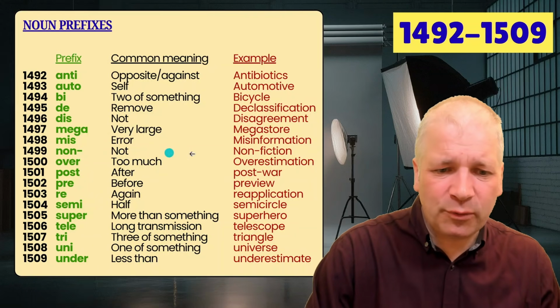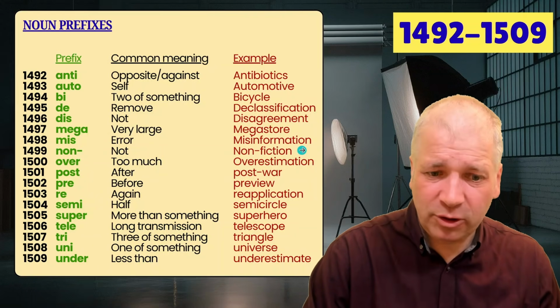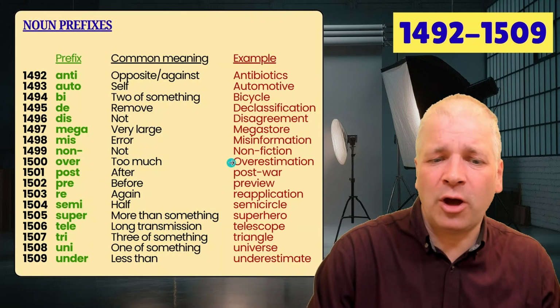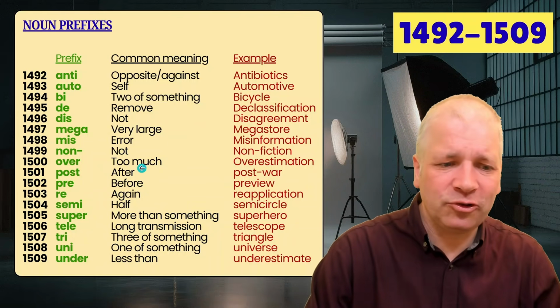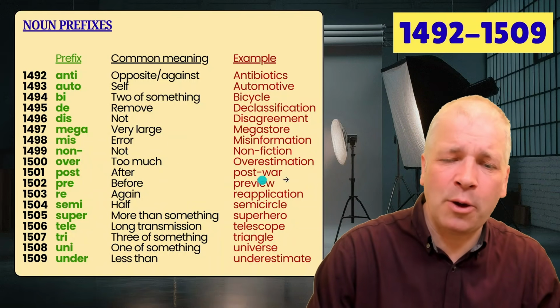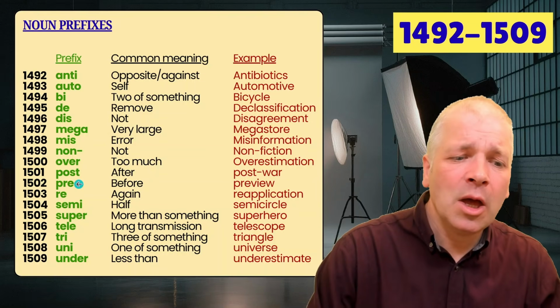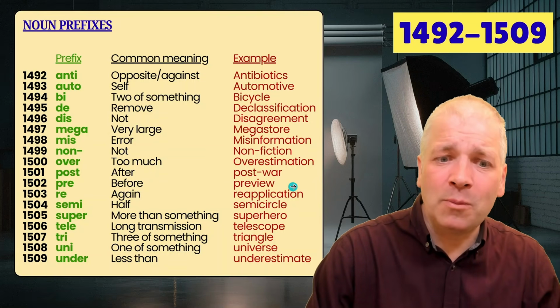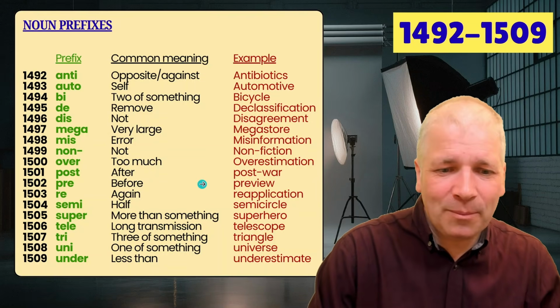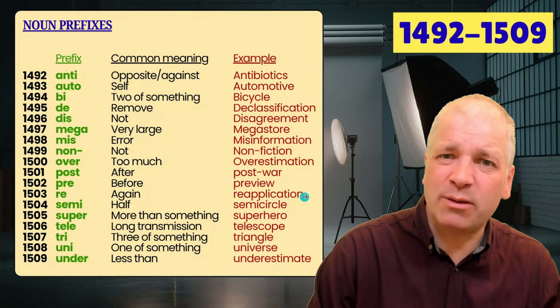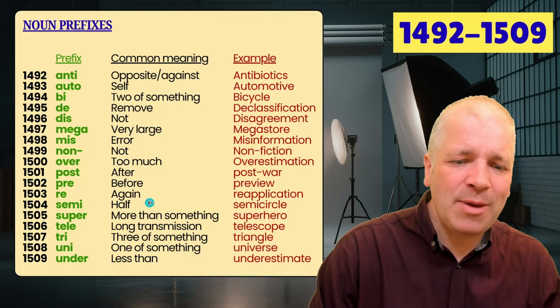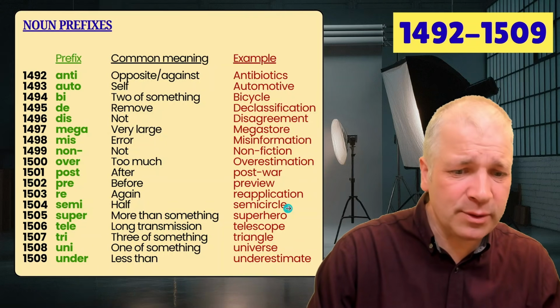Non means not. For example, non-fiction. It's not a fiction book. Over means too much. Overestimation means you estimated over the amount too much. Post means after. So post-war means after the war. Pre means before. Preview means you view before perhaps others would. Re means again. So reapplication means you apply again. Semi means half. Semicircle, half a circle.